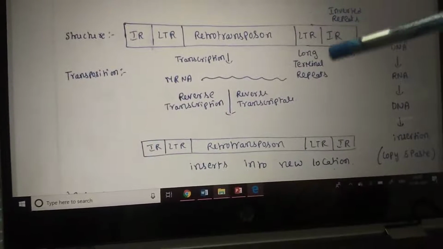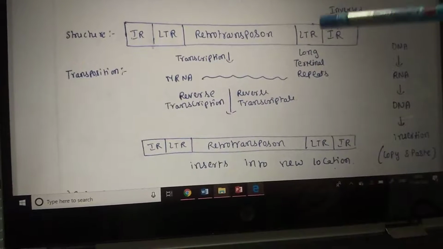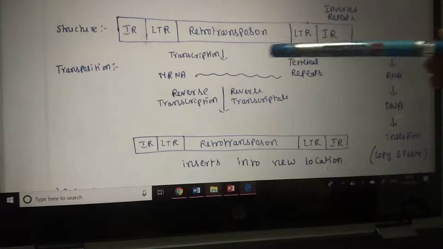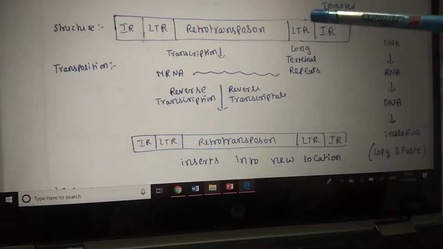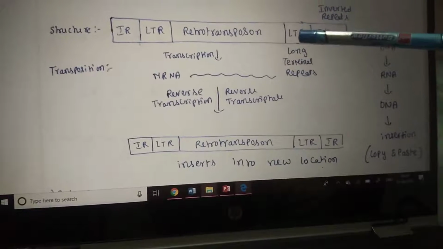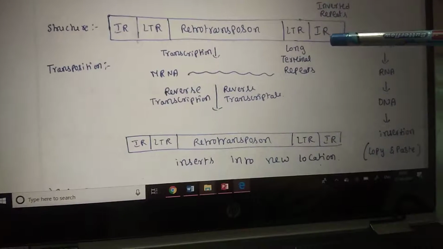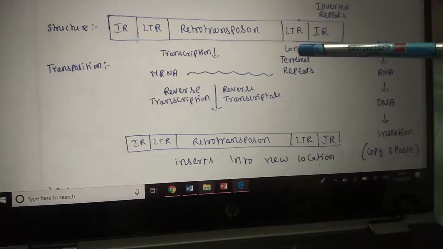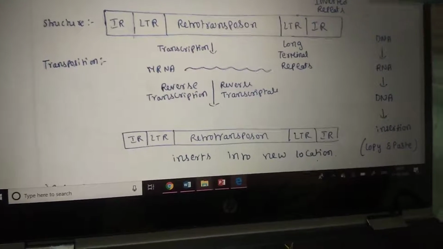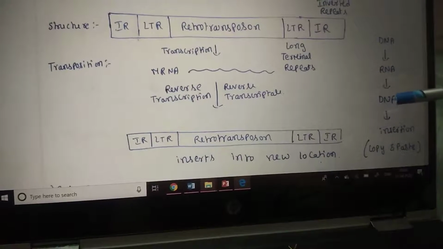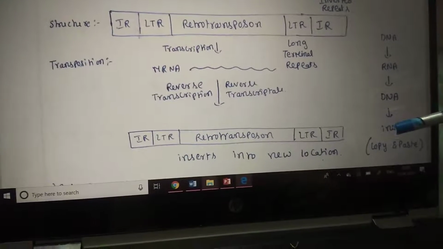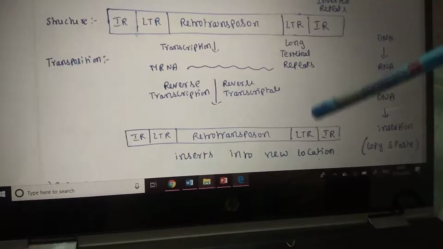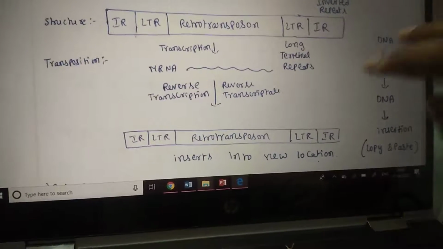So, coming to the structure of a retrotransposon. Retrotransposon is first flanked by long terminal repeats at both ends. If you see, retrotransposon is flanked by long terminal repeats, and then these long terminal repeats will be flanked by inverted repeats. And then you will find the long terminal repeats. So DNA to RNA, RNA to DNA, and this DNA will be inserted into a new location. That's why it is called copy and paste, but the only thing is it is via an RNA intermediate. So it resembles a retrovirus.